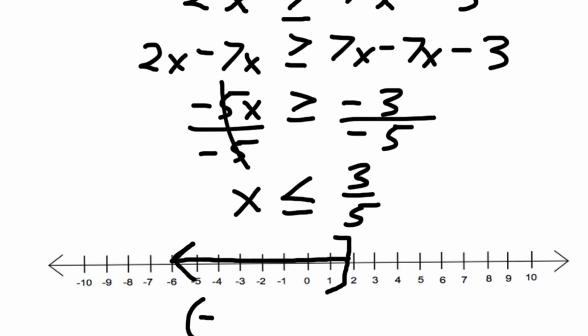Notice on the left side it starts at negative infinity, then a comma, and it goes up to 3/5. It includes 3/5 because it's less than or equal to. And that's it.